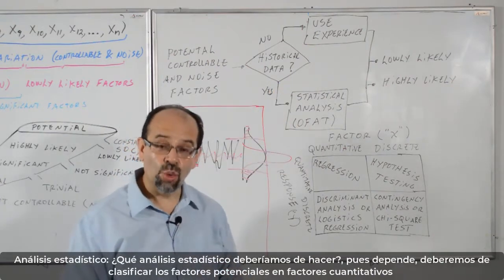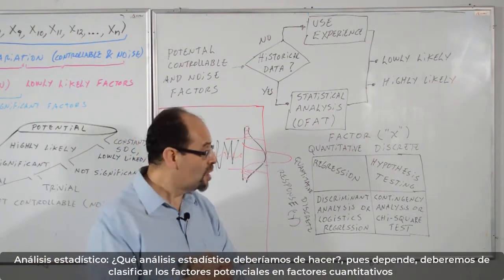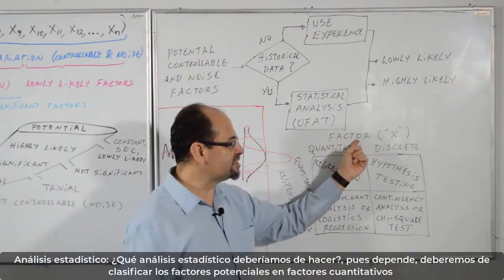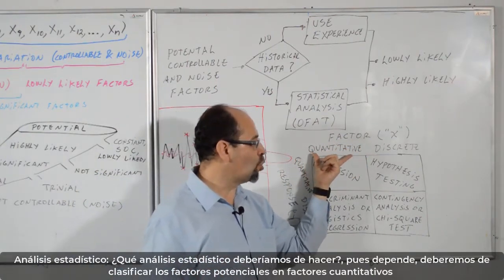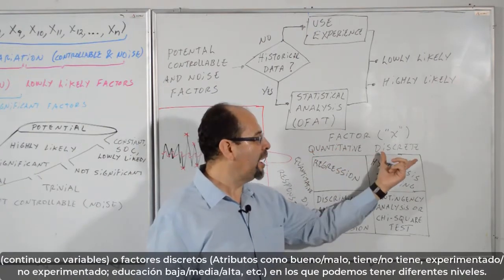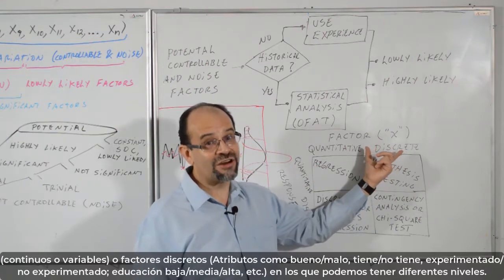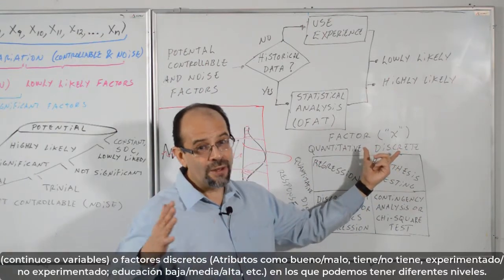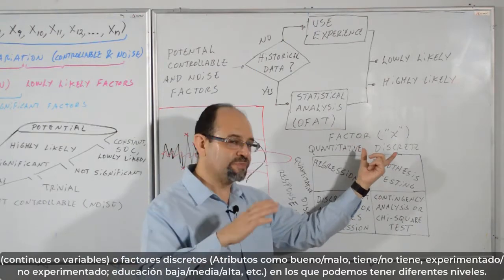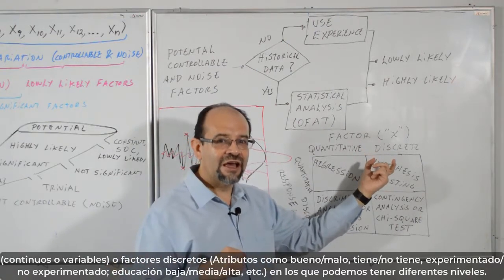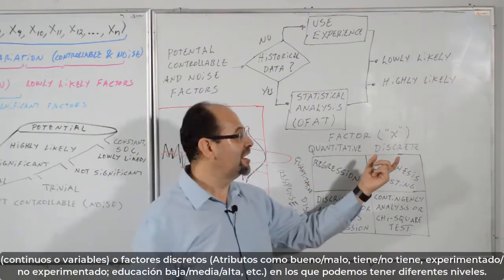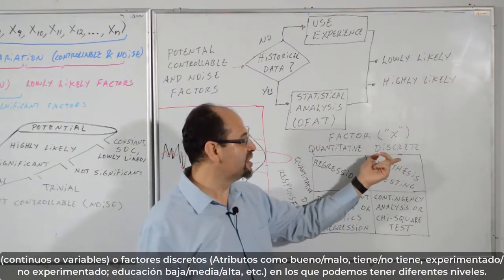Statistical analysis. What statistical analysis should we do? Well, it depends. You have to classify your potential factors into quantitative factors, continuous variable, or discrete or attribute factor: good, bad, it has, it hasn't, experienced, not experienced, education low, medium, high, etc. So you can have different levels.